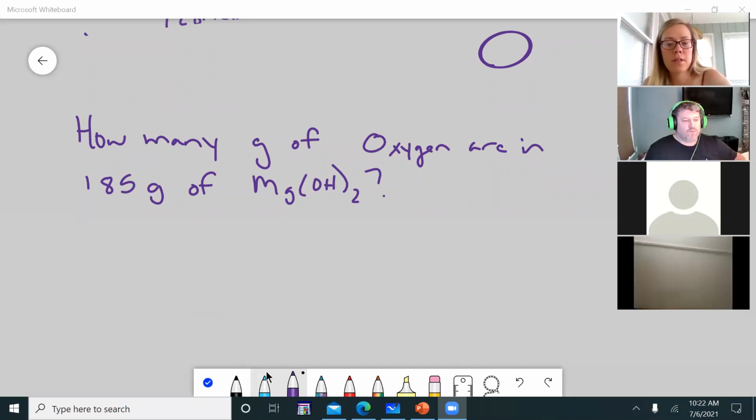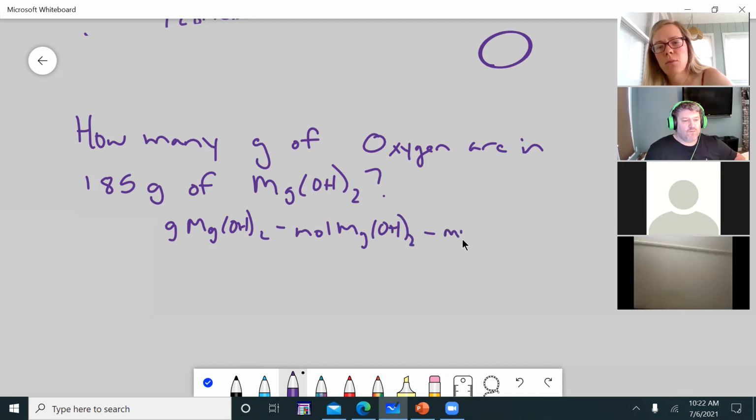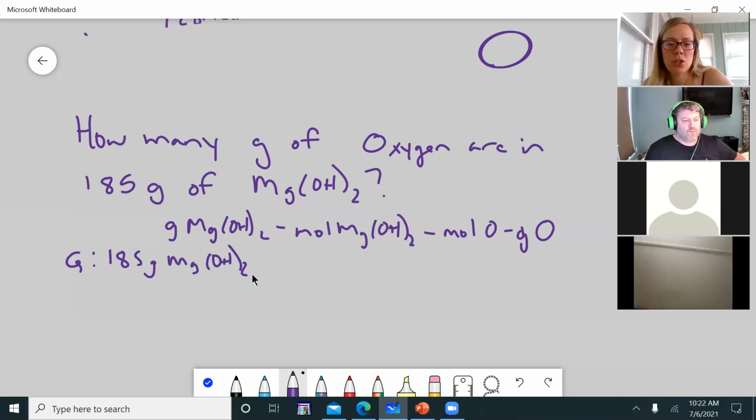All right, so for this problem, we're going to go from grams of MgOH2 into moles of MgOH2, into moles of oxygen, and then moles of oxygen into grams of oxygen. So we're given that we have 185 grams of MgOH2, and we want to find grams of oxygen.